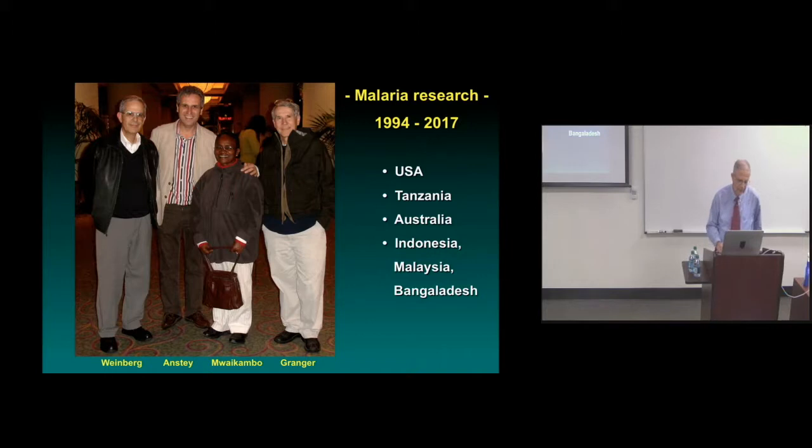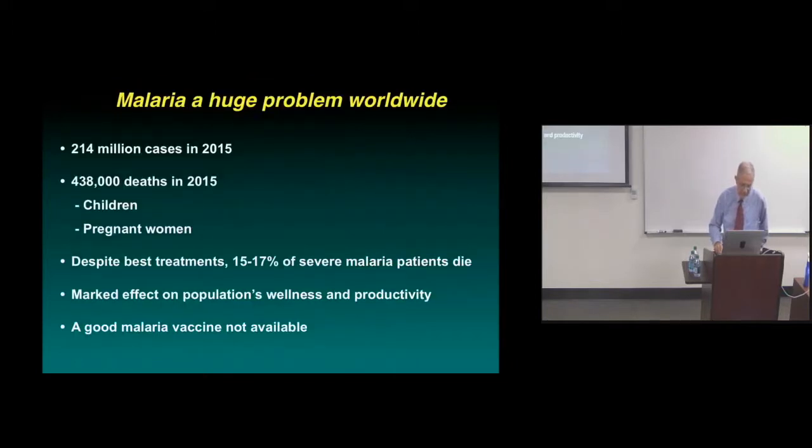The work over the years, which has gone on for several years, has taken place in the United States, Tanzania, Australia, Indonesia, Malaysia, Bangladesh, and some other places too. I'm based here in Durham. Dr. Granger, who's one of the main collaborators, used to be at Duke in infectious disease. He's originally from Utah. He moved back to Utah, and he's now a professor of medicine there at the university. And I'll mention a few other people who've been involved in this.